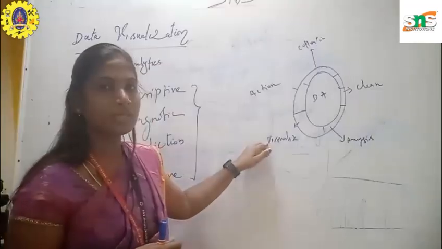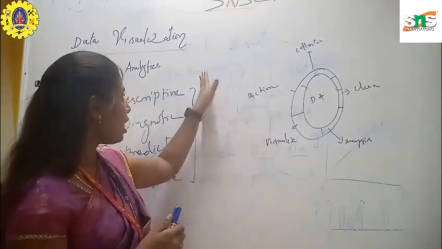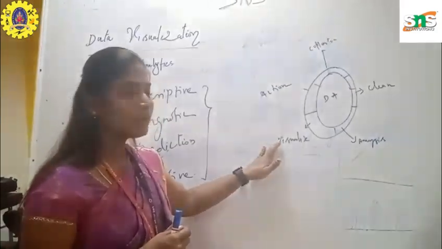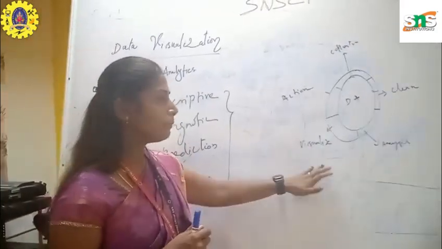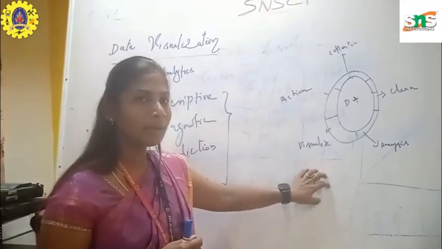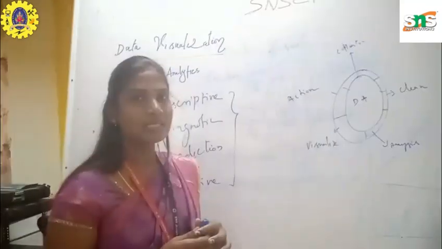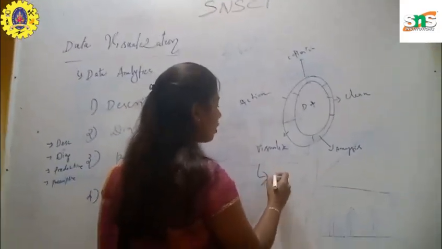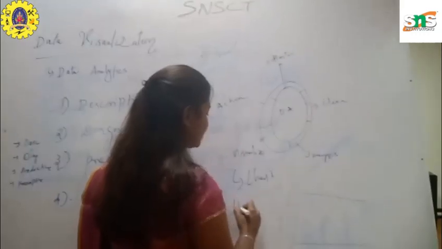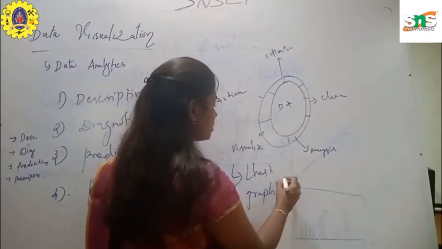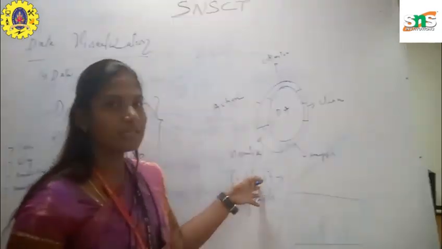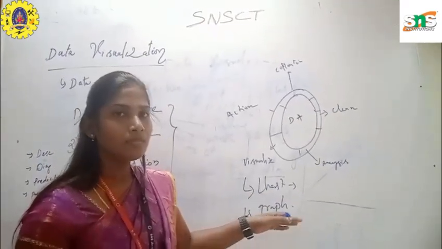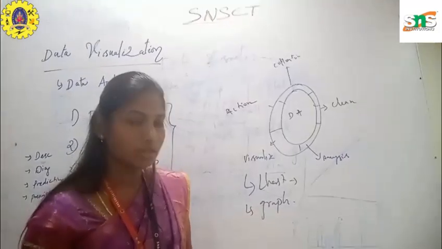Then the next one is visualization. After completing any one of these four processes, we visualize the information, which means we represent it in the form of a pictorial representation, so we can easily understand the information. This visualization may be presented in the form of a chart or a graph. A chart may be a pie chart or a bar chart. Thank you.